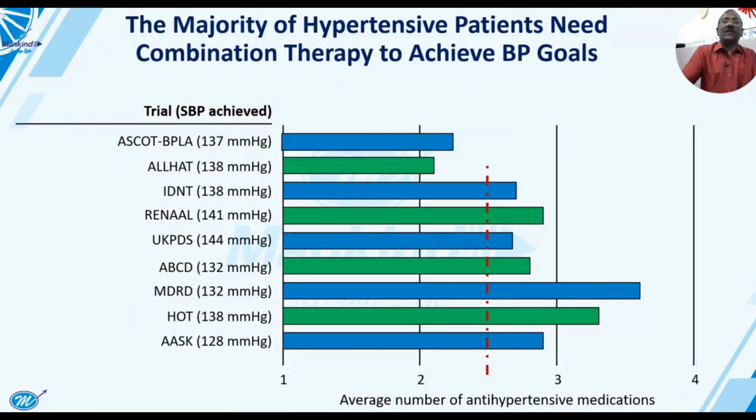See, the majority of hypertensive patients need combination therapy to achieve the BP goals. Name any studies. Most of the studies they need 2 drugs, some studies they need 3 drugs, some studies they need 4 drugs also. No study is happy with a single drug. So from tomorrow onwards, do you use monotherapy or combination therapy? Yes. That's what all these studies say.